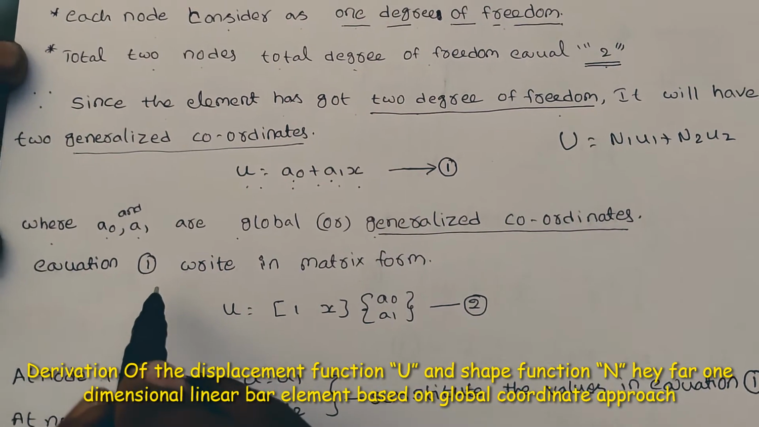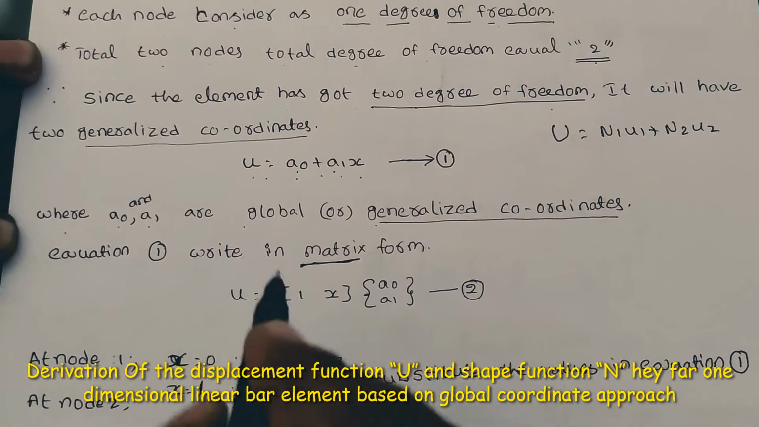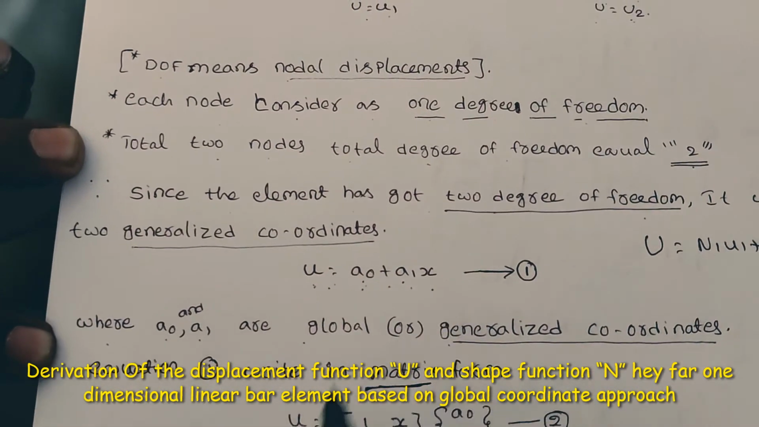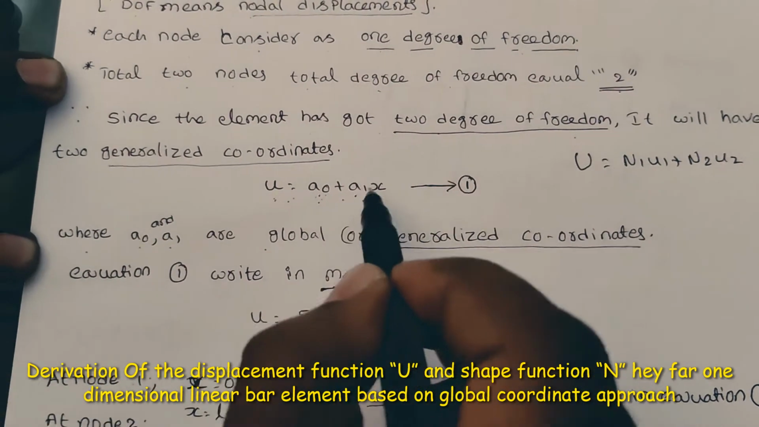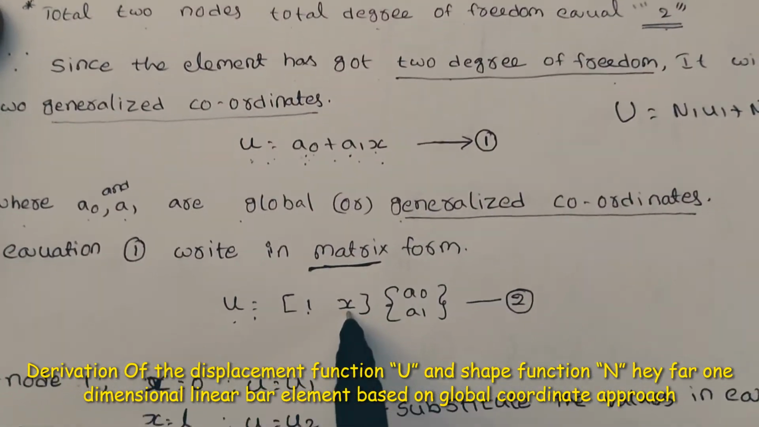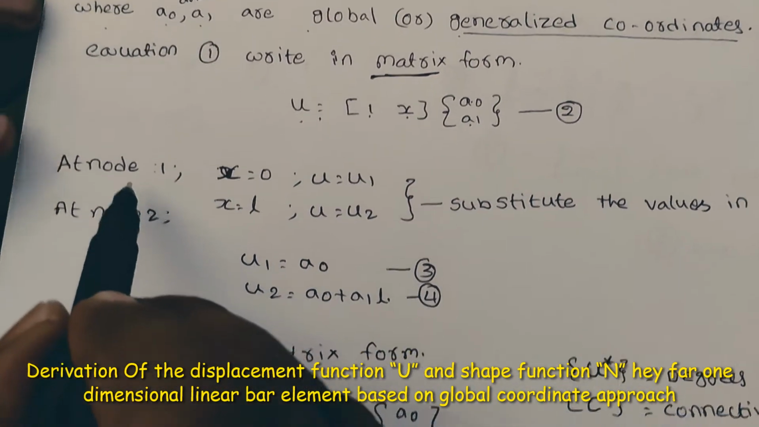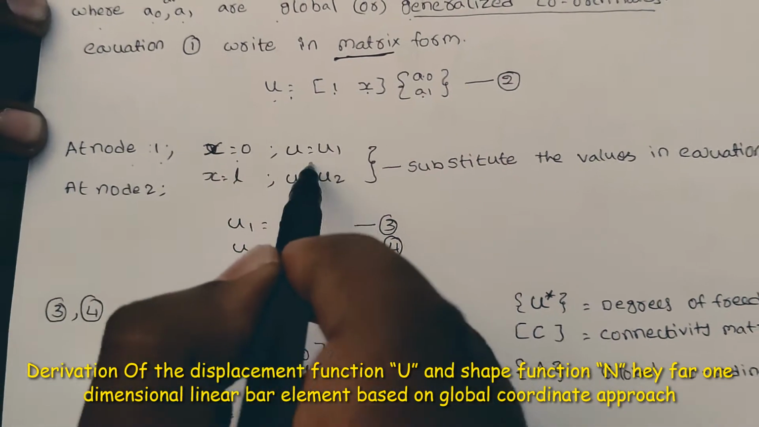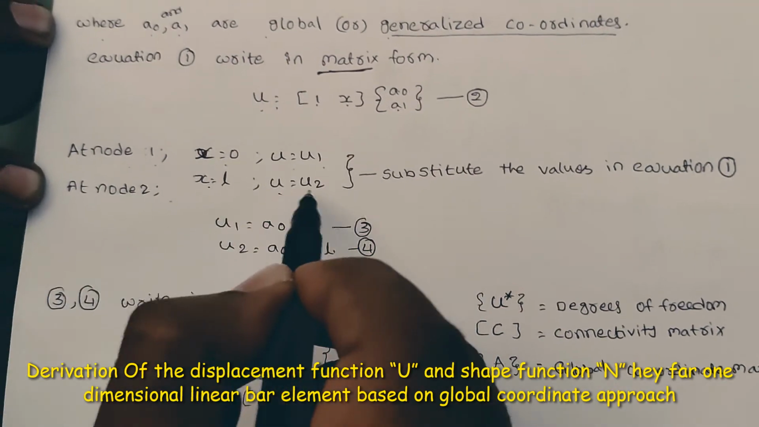I am writing equation 1 in the form of a matrix. Equation 1 is u is equal to a0 plus a1x. So u is equal to, where the a0 coefficient is 1 and the a1 coefficient is x, times a0 and a1. At node 1, the boundary condition is x is equal to 0, u is equal to u1. At node 2, x is equal to L, u is equal to u2.